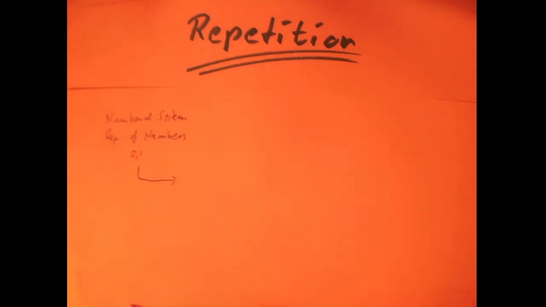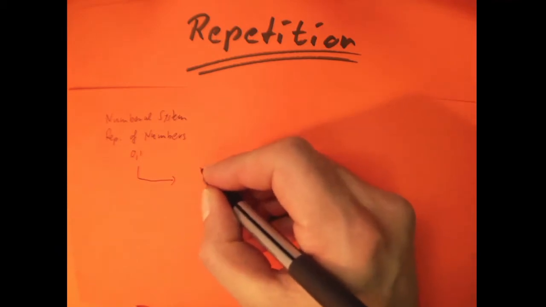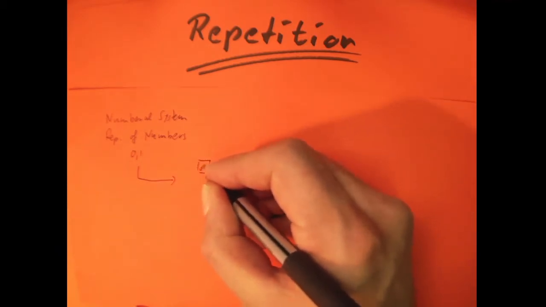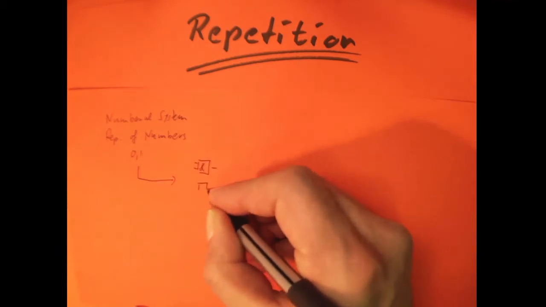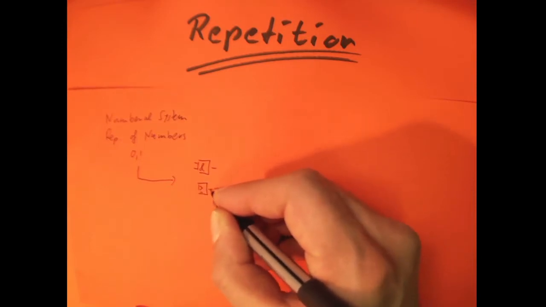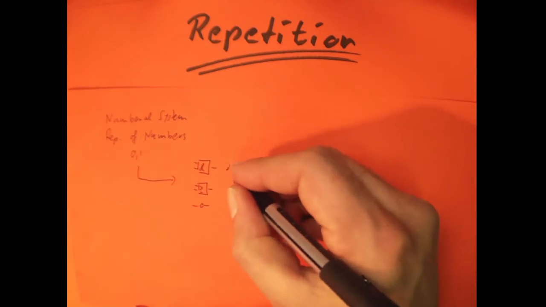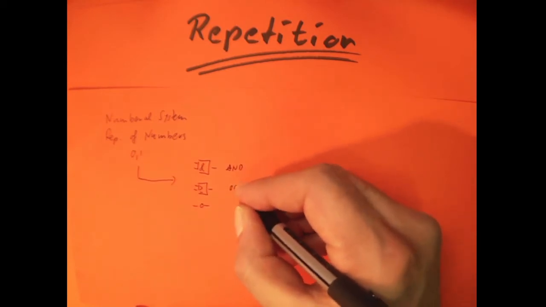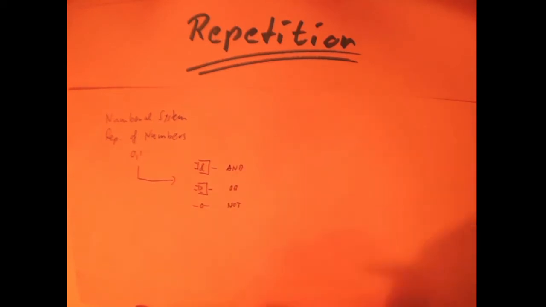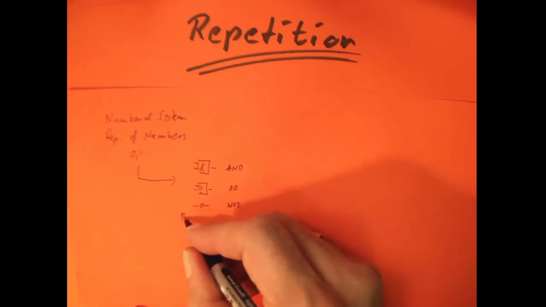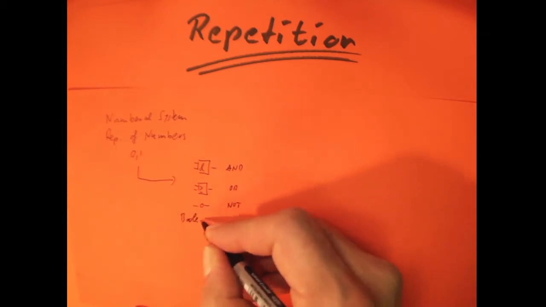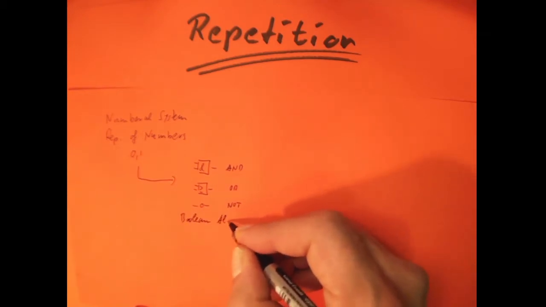From this, we created a mechanism of electronic circuits to represent special operations. For example, the AND, the OR, and the NOT. And we thought about the algebra behind this, the Boolean algebra.